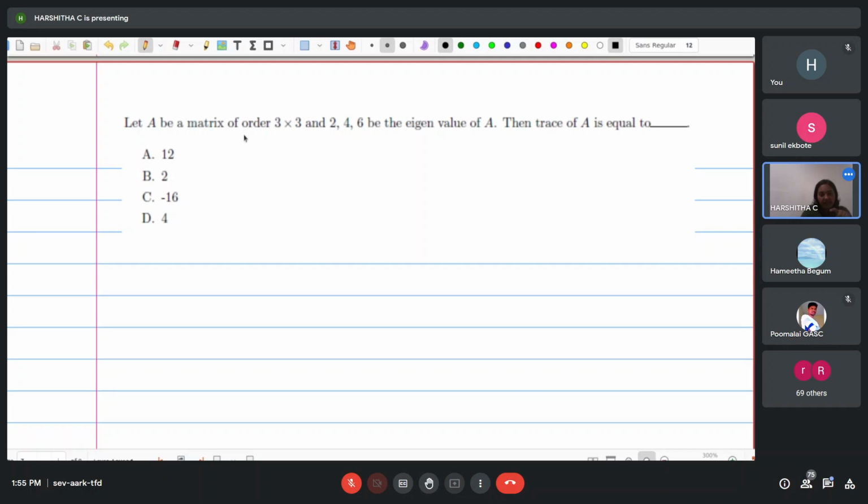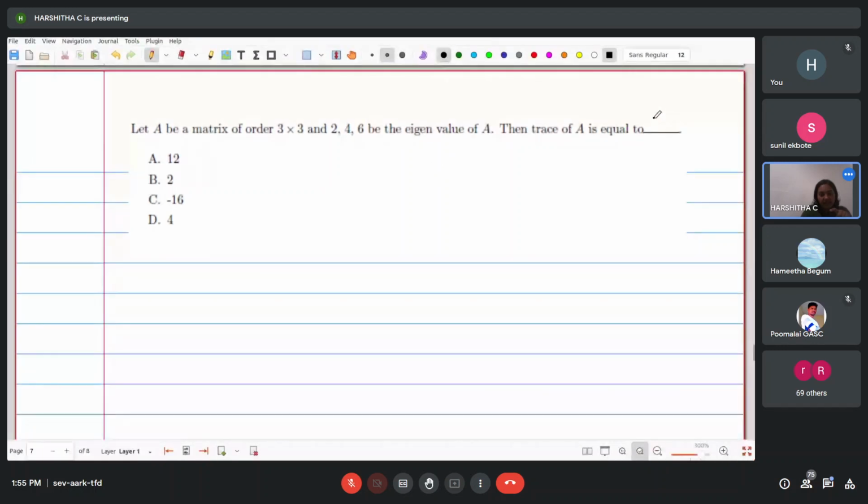Let A be a matrix of order 3 cross 3 and you are given 3 eigenvalues. So what is the trace of A? Add it. It is 12. Yeah, so the trace is the sum of eigenvalues.